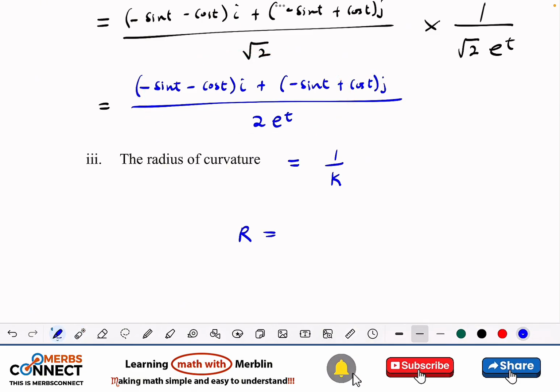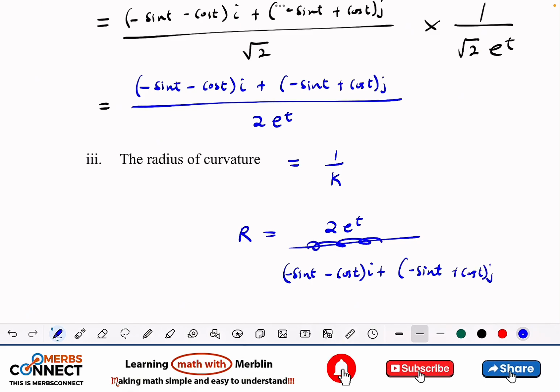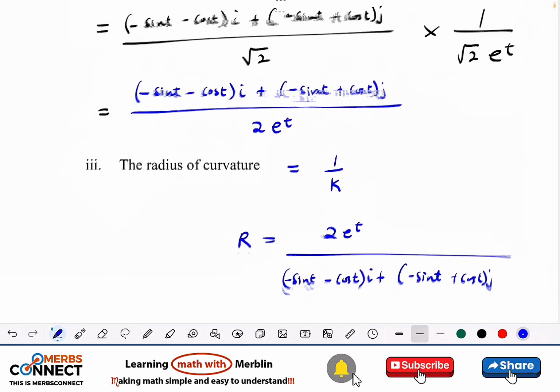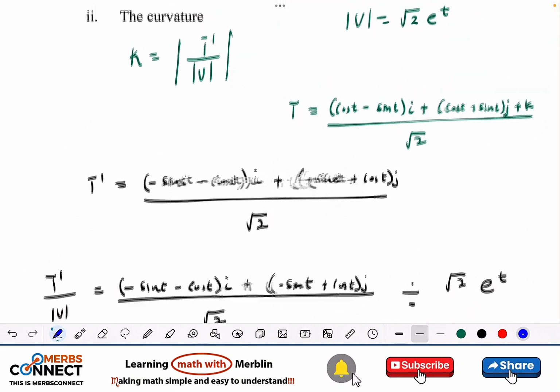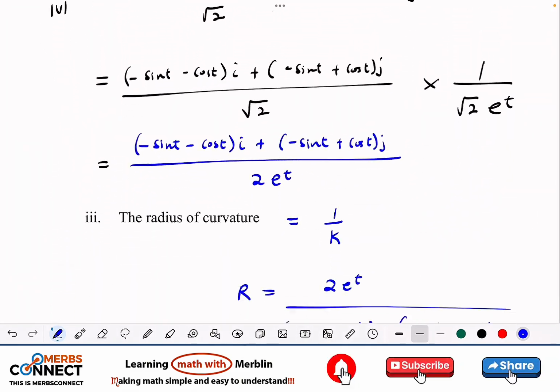So we are going to have it to be 2e^t divided by minus sine t plus minus cos t i plus minus sine t plus cos t j. So this is what you are going to get at the end of this. Let's do the last one, then I'll give you a trial question to do.